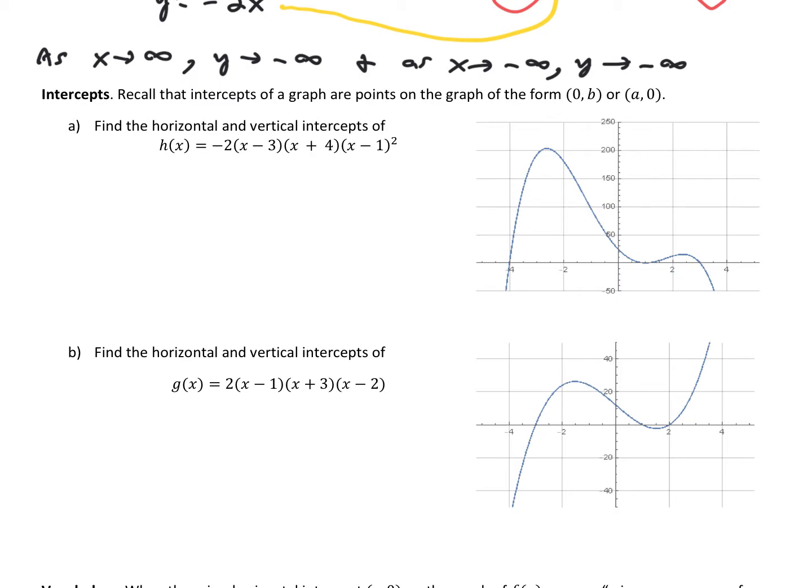That is part of the behavior of the graph in the middle of it where it's wiggling around. So the vertical intercept, remember, a vertical intercept is a point of the form 0, comma something. And so to figure out what that something is, I just have to evaluate h of 0. If I know the input should be 0, then the output is just going to be h of 0. So to do that, I'm just putting 0 in for x.